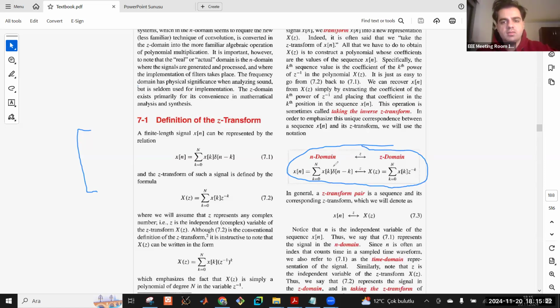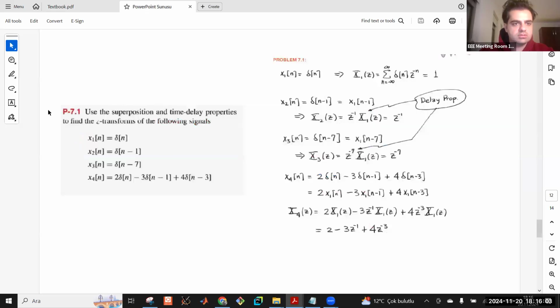So if we have our signal sequence in the n domain, the delay terms become the exponent terms of z, and the coefficients of the z to the power minus k terms are the x[k] terms. Okay, by knowing that, now we can find the Z-transform representations of the given sequences.